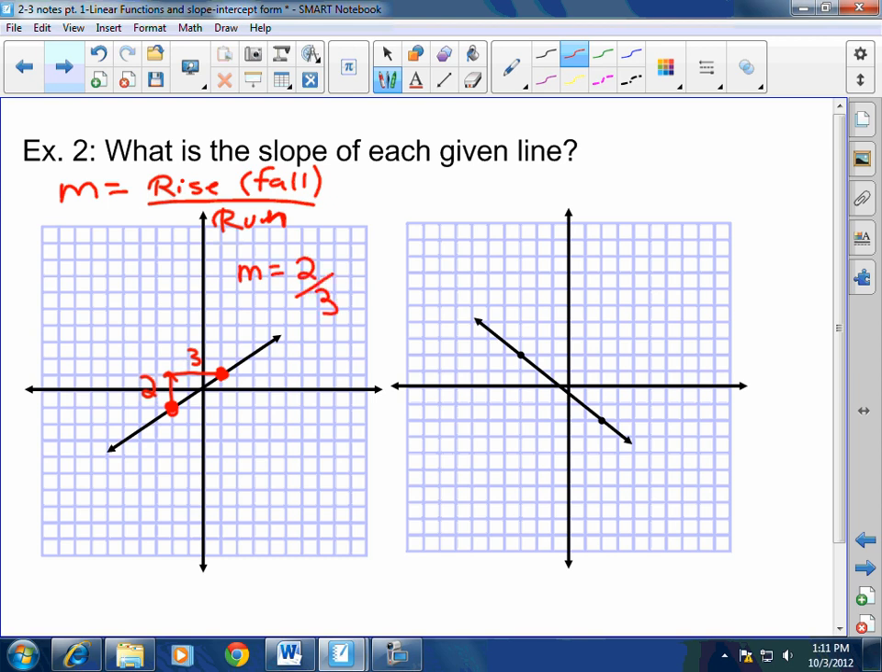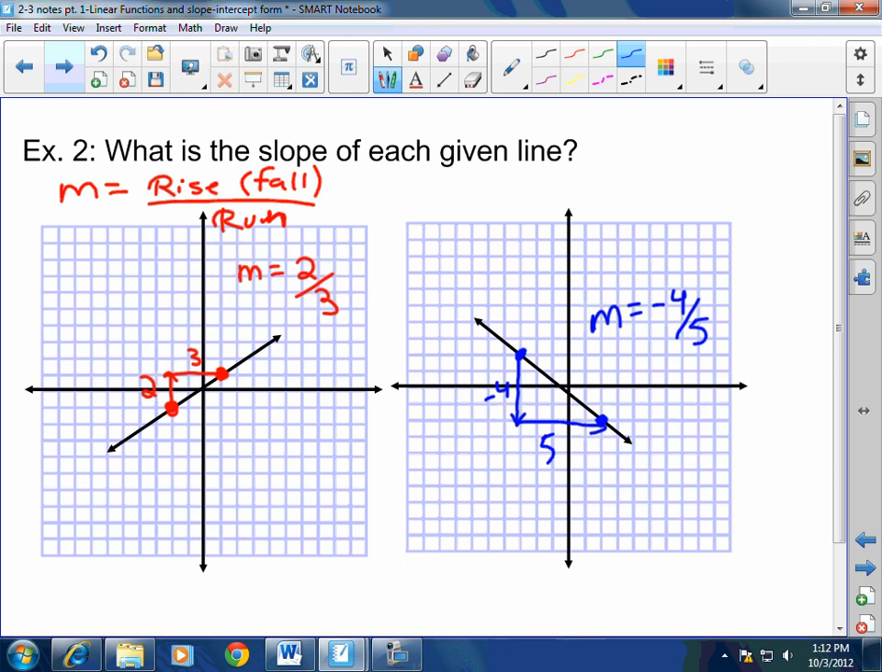2/3. Over here, perfect point is right here. Another perfect point is right here. How do I get from this guy on the left to this guy on the right? Always left to right. I went down 1, 2, 3, 4. Down 4. That's my fall. And I went over 1, 2, 3, 4, 5. I always run to the right. That's my run. So my slope is -4/5. Yes, no, maybe, kind of, sort of.